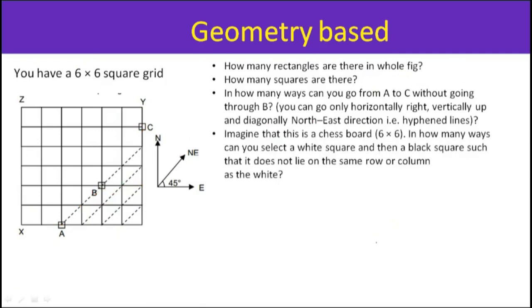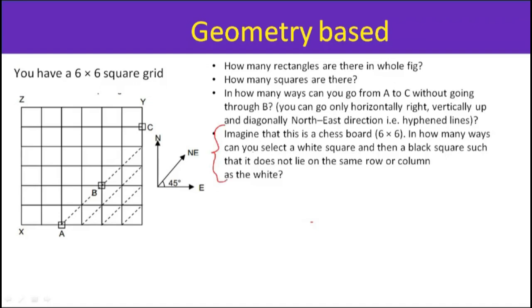Imagine that there is a chessboard. In how many ways can you select a white square and then a black square such that it does not lie in the same row or column as the white? Sorry, I think this is a separate question. I should have added it in a separate slide, but okay. For now, try this particular question.